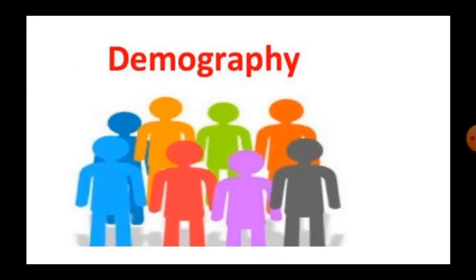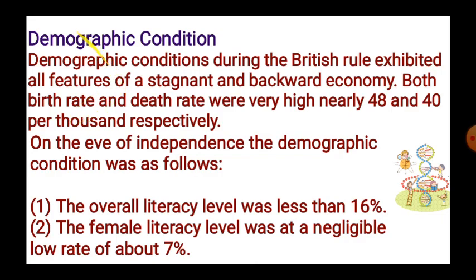Let us now look into the demographic condition of the Indian economy on the eve of independence. Demographic conditions during the British rule exhibited all features of a stagnant and backward economy. Both birth rate and death rate were very high, nearly 48 and 40 per thousand respectively. On the eve of independence, the demographic condition was as follows. First, the overall literacy level was less than 16%. The female literacy level was at a negligible low rate of about 7%.